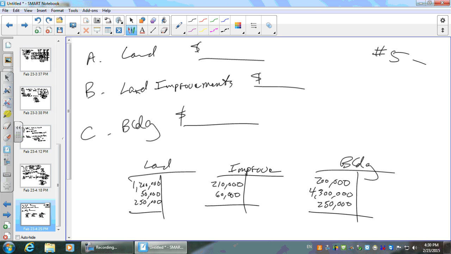So out of that total, 12,000,050 goes here. That would be this answer up here, right? Land improvements are 270. That would go up here. And what is that? 4,750 goes up here. Ta-da.